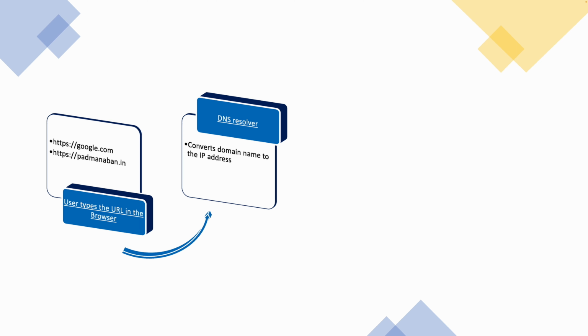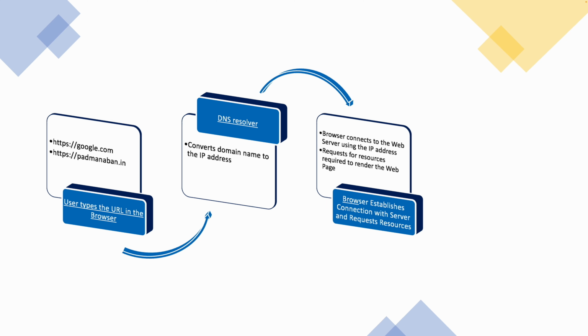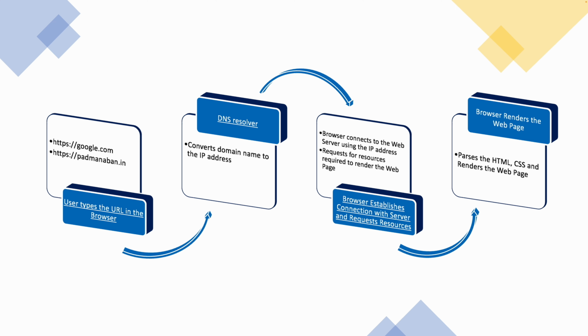Whenever the browser wants to know the IP address of a particular domain, it will make a request to the DNS server. The DNS server will return the IP address of the respective domain, and the browser then will make a call to the server to establish a communication with the server.